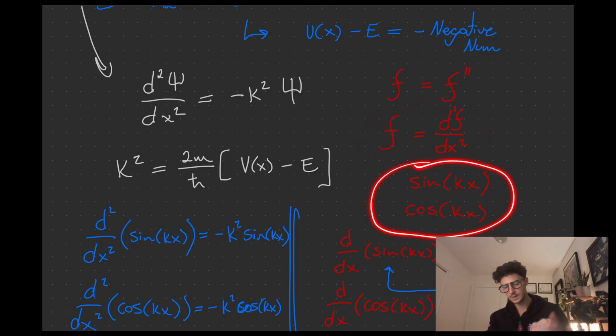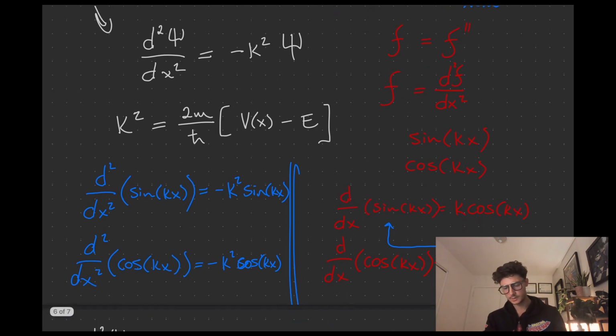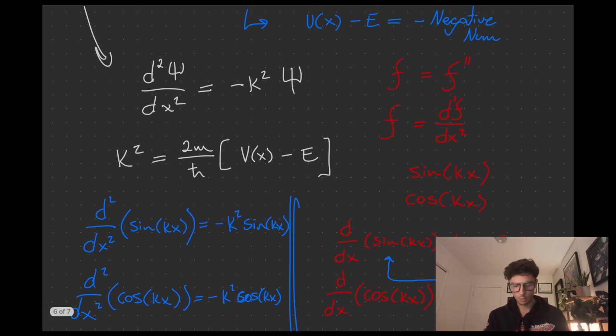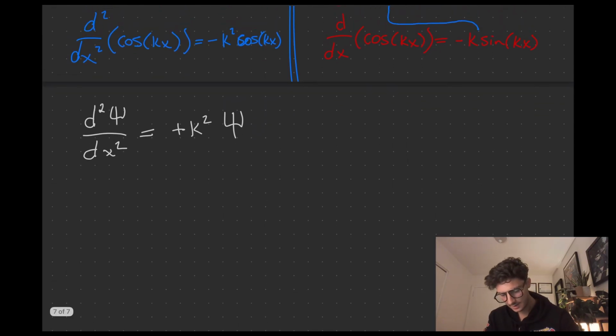How I remember it is I ask myself, what function do I know that equals its second derivative? We have sines and cosines, but it only equals itself with this extra minus sign here. So now I have to ask myself, what function do I know that equals its second derivative, but the factor it spits out is a positive number? So I'm going to start thinking again, and I think I have a function in mind. The function is an exponential. Let's call it e to the kx, right?